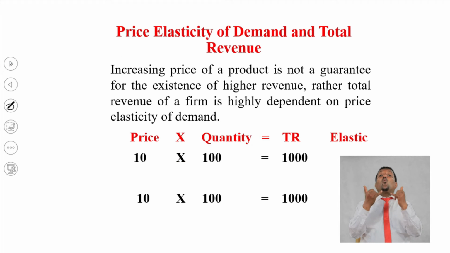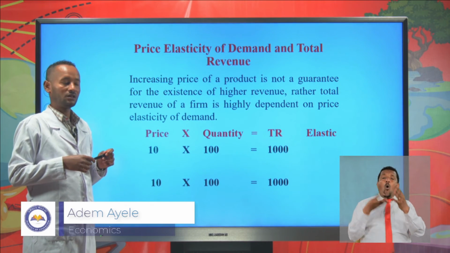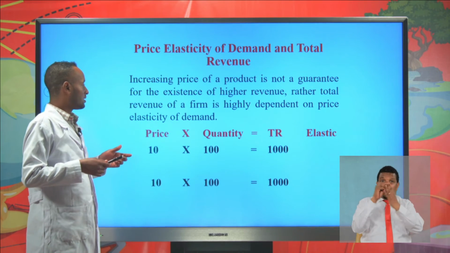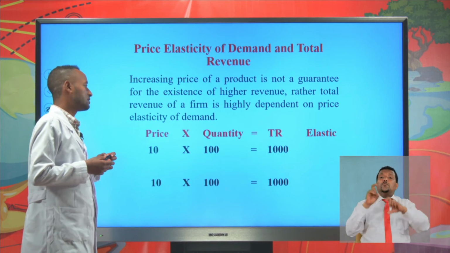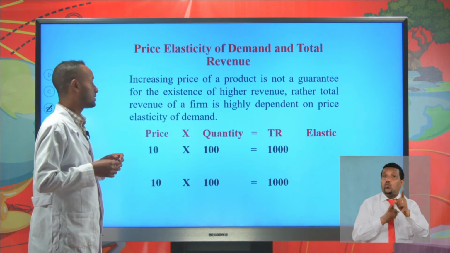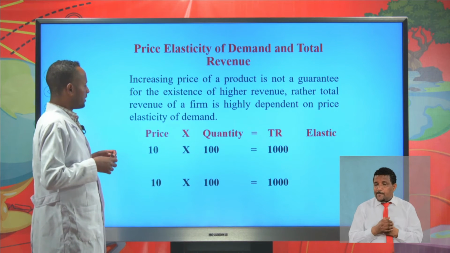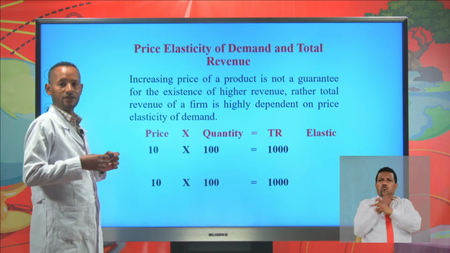Now let's see the price elasticity of demand and total revenue. Increasing the price of a commodity is not a guarantee of higher revenue. By default, we think that with an increase in price, the total revenue of the firm will increase. Rather, the total revenue of a firm is highly dependent on the price elasticity of demand, which is based on the buyer's response to changes in the price of a commodity. Now let me show you the total revenue of the firm when the buyer is elastic, inelastic, and unit elastic.